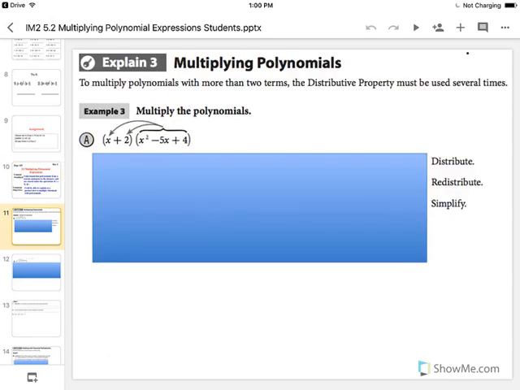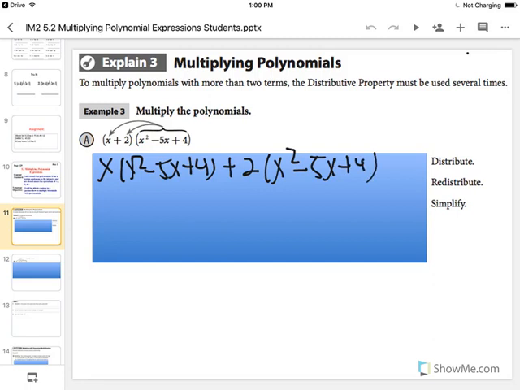Example 3, multiplying polynomials. To multiply polynomials with more than two terms, the distributive property must be used several times. So we have a binomial times a trinomial. We can say that this is x times x squared minus 5x plus 4, plus 2 times x squared minus 5x plus 4. Then we can distribute this in.